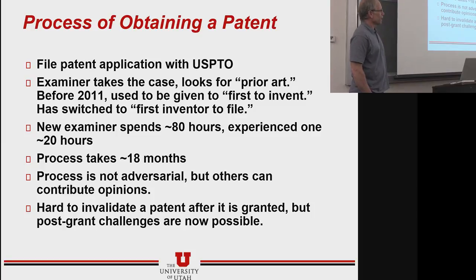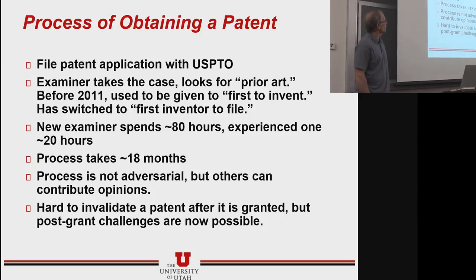There can be a race to file. Before 2011, if 2 people filed for the same patent, it was given to the one that could show they invented first. But now, it was changed to be consistent with the rest of the world. So now it's first inventor to file. If 2 people independently invent the same thing, whichever one files first now is favored to get the patent.